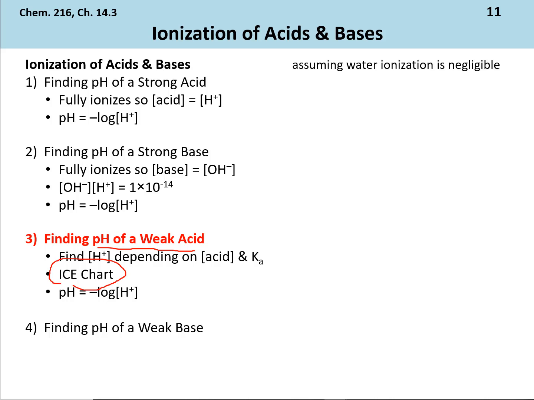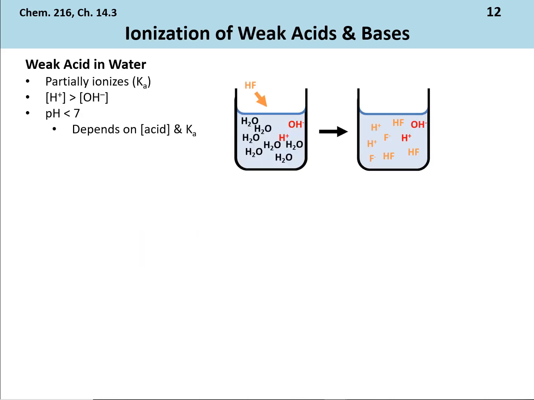Now I have to use an ICE chart or an ICE table. Okay, let's understand first what happens, right? So let's say I have some water, which has H plus and OH minus, and all of a sudden I put in some HF. What's going to happen? Well, that HF is going to only partially dissociate. So I'm going to get some H plus and F minus, but I'm also going to have some HF left over, right? So I'm not going to be able to, like I did for the strong acid, say, hey, all of it dissociates. Instead, I need to figure this out.